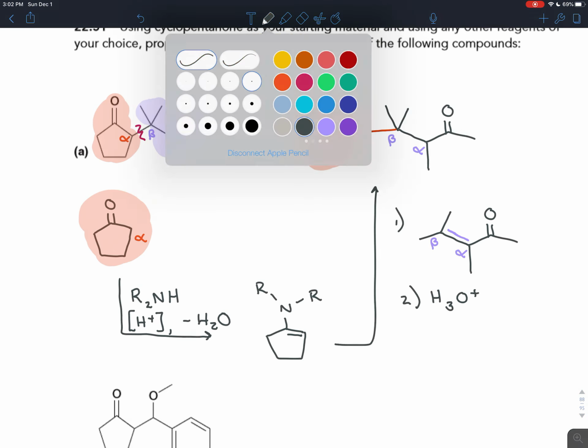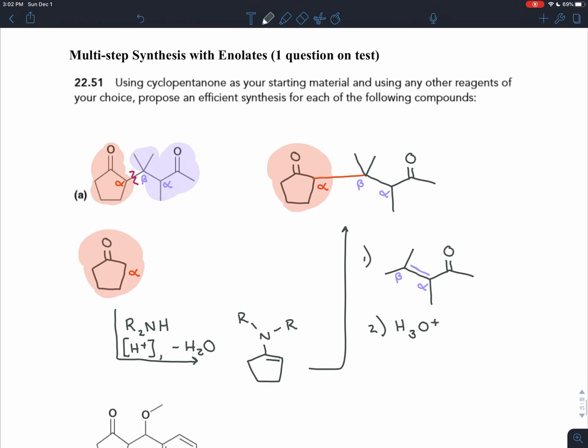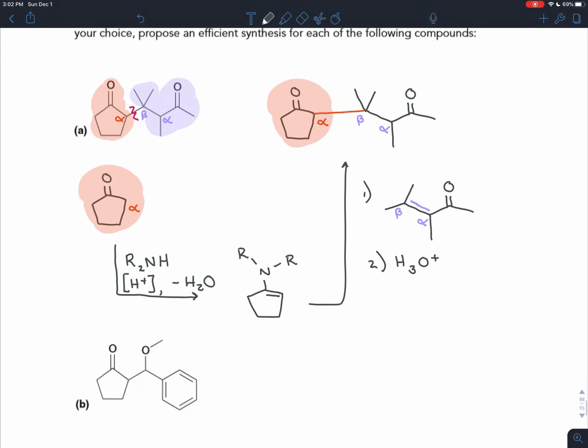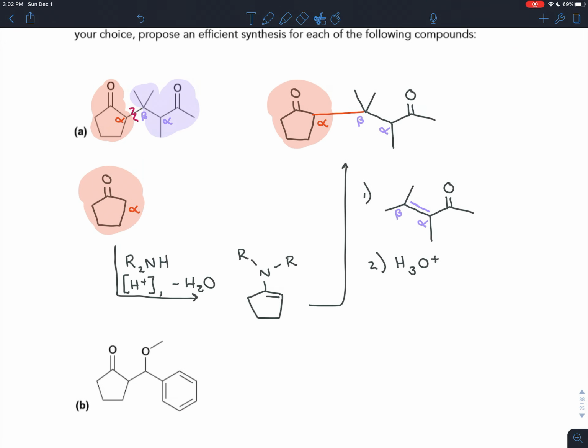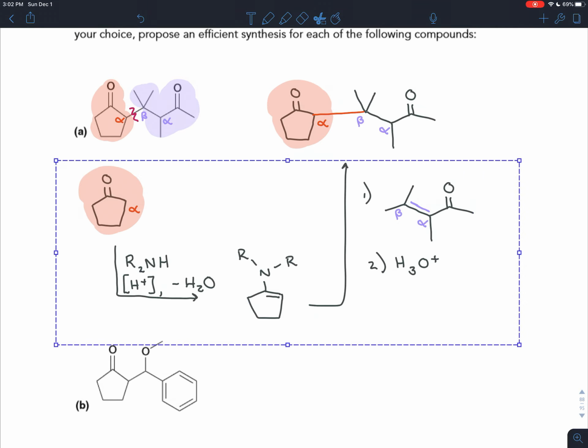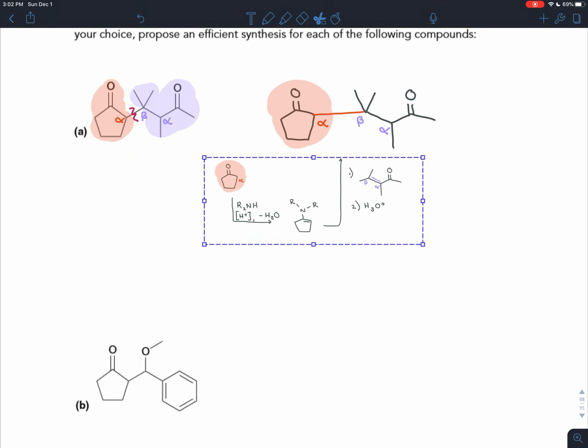So altogether, the sort of recipe you'd use here is you'd start with, let me make these a little smaller. So you'd start with cyclopentanone.